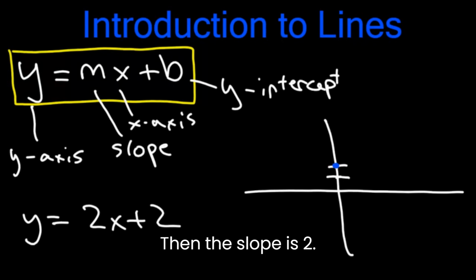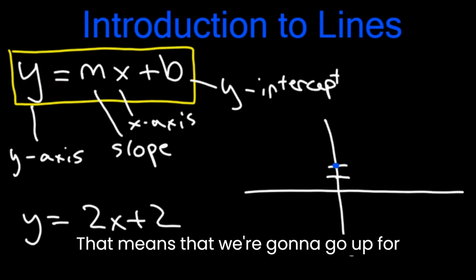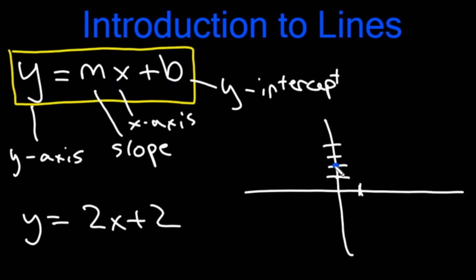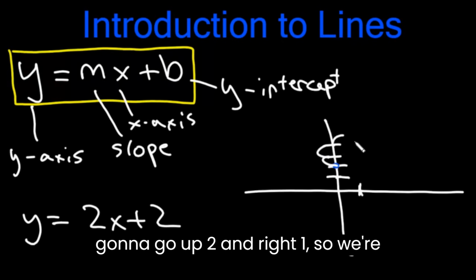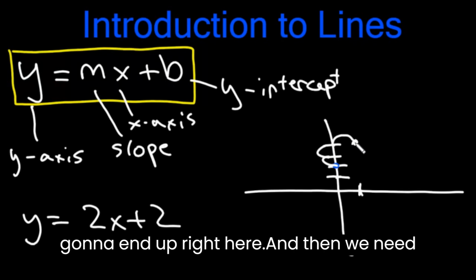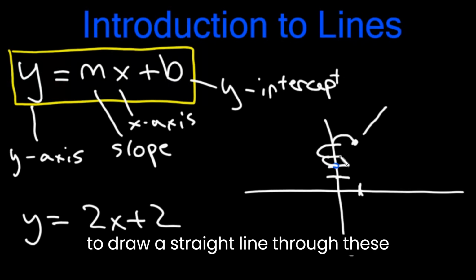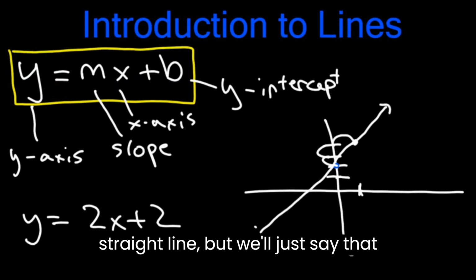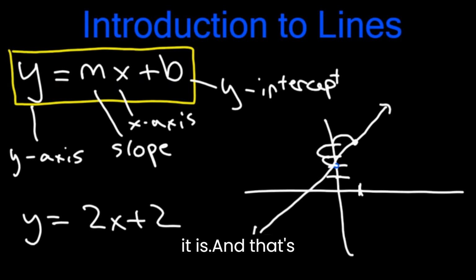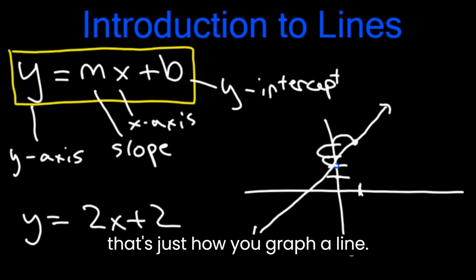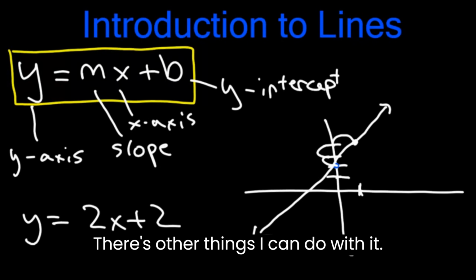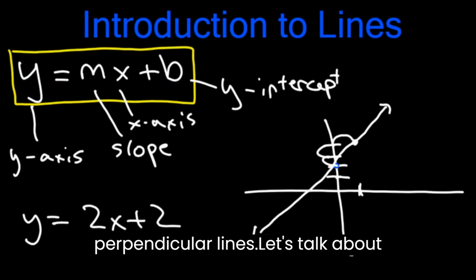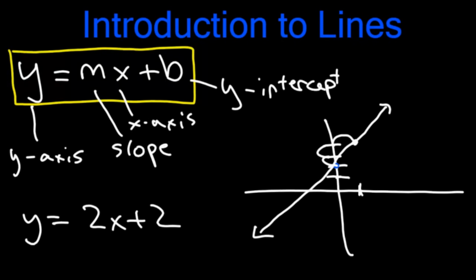Then the slope is 2. That means that we're going to go up 2 for every one that we go to the right. So we're going to go up 2 and right 1. So we're going to end up right here. And then we need to draw a straight line through these two points. Obviously that's not a straight line, but we'll just say that it is. And that's basically it. That's just how you graph a line. There's other things you can do with it. You can find parallel lines and perpendicular lines. Let's talk about parallel lines first.